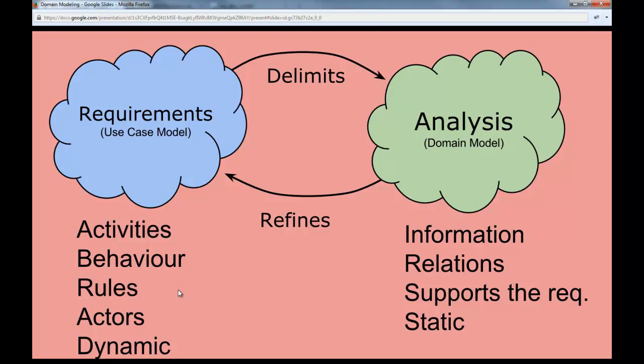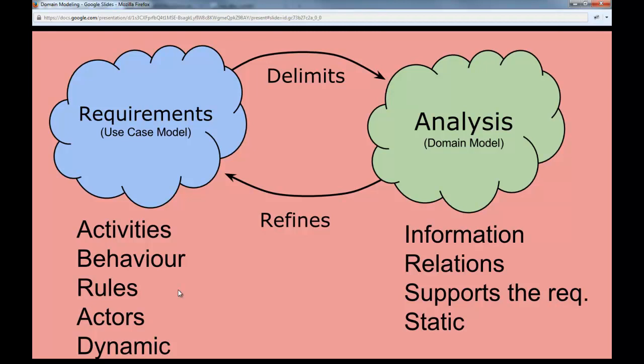The analysis or domain model is more focused on information. What information is present, what information is needed to fulfill the requirements. So, for example, we need the face value of the dices, and we focus on the relations that we need between concepts to support the requirements. Is this relation needed? And this is more of a static view.